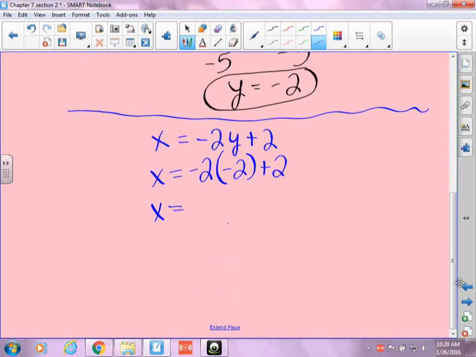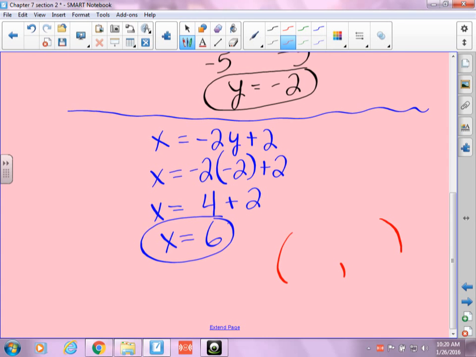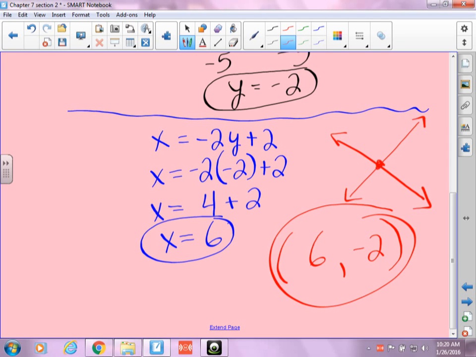X equals 4 plus 2. X equals 6. So now my answer, where these two lines intersect, is (6, -2). So if I have both lines, this is where they intersect.